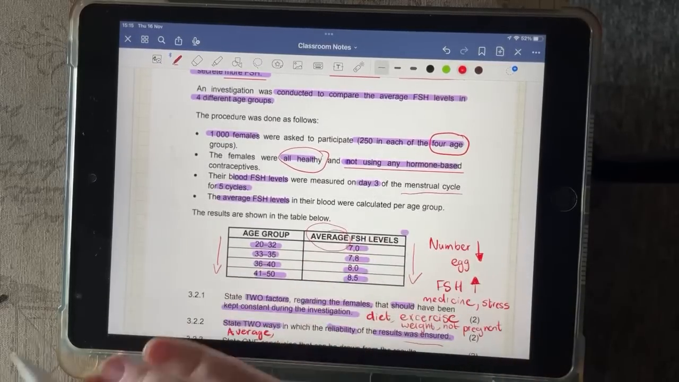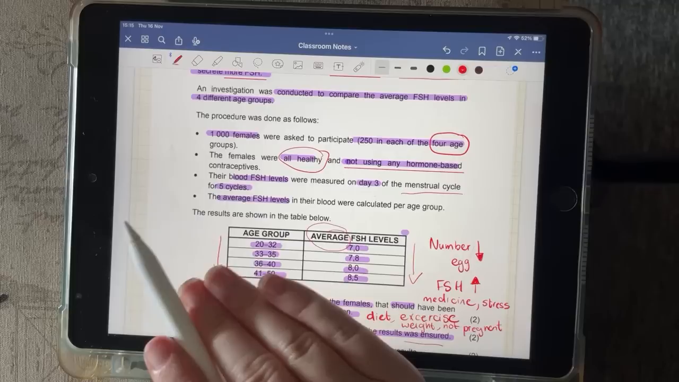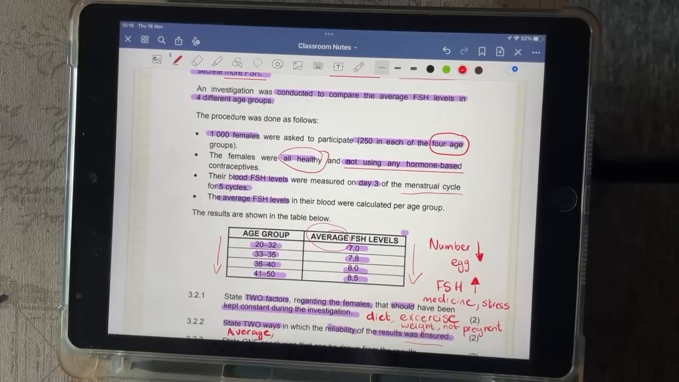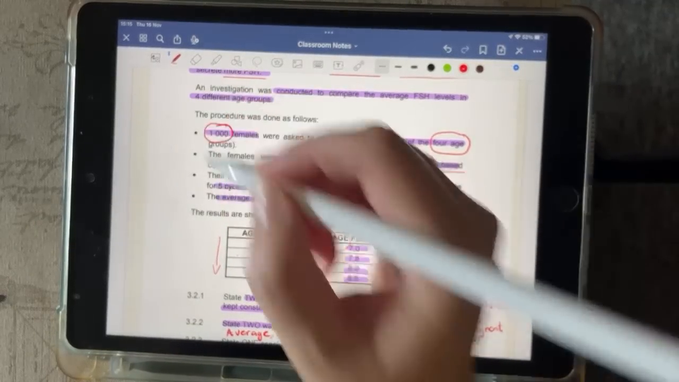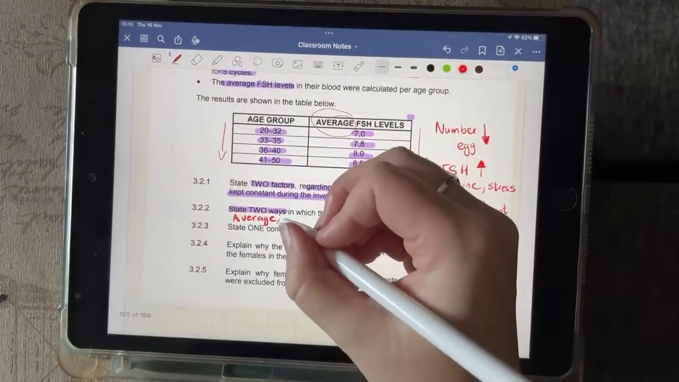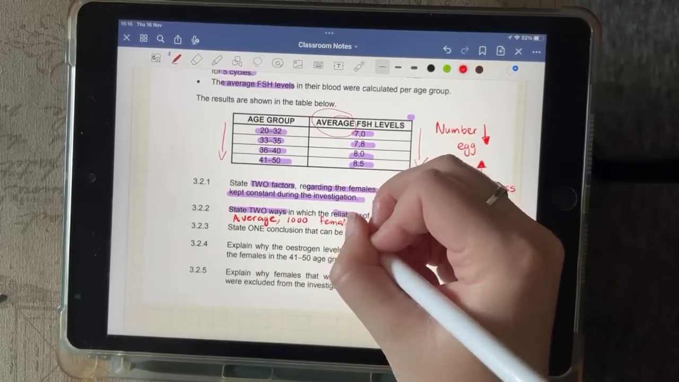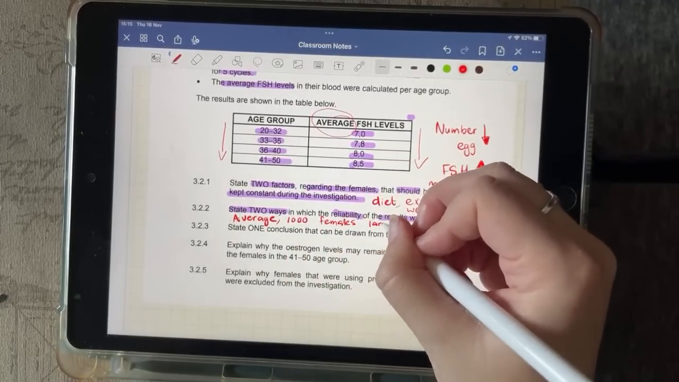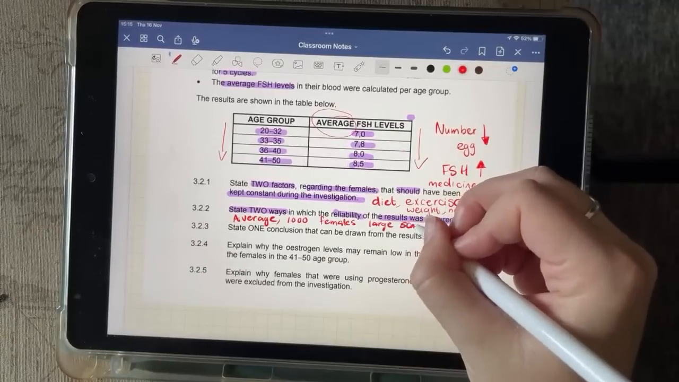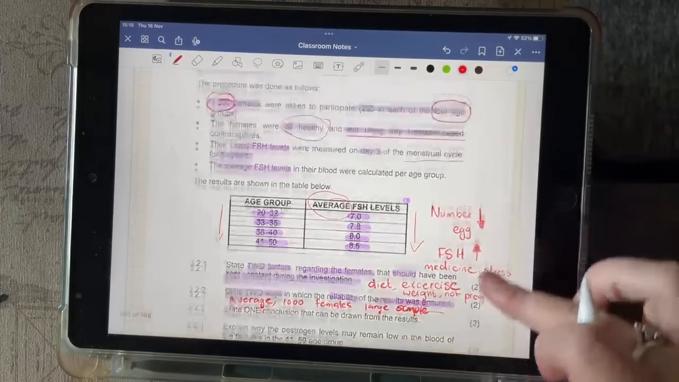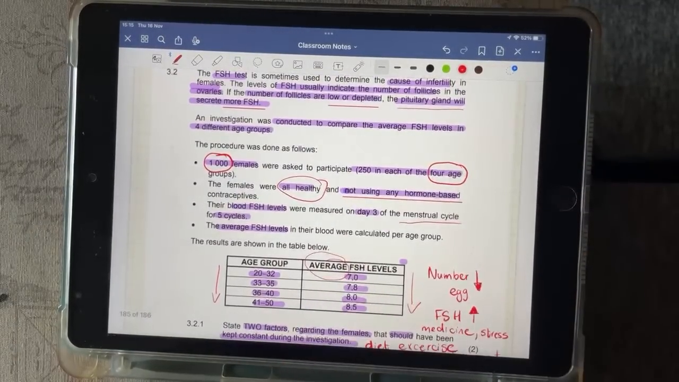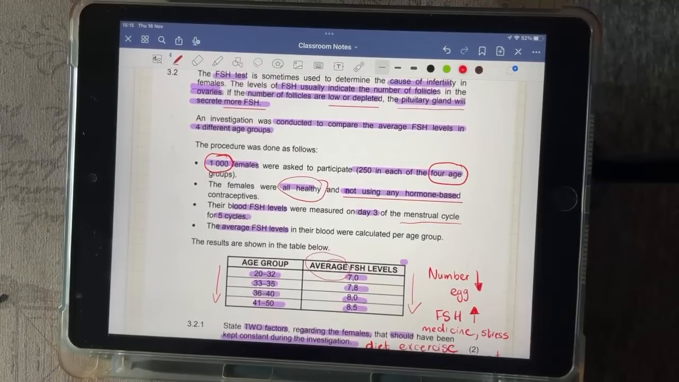Okay, one of those is usable. The other one is not usable. The fact that they use 1,000 females is a very large sample size. So I would say there are 1,000 females, which is a large sample. Why do you think I can't say repeated the investigation? And I want you to think about it for a second. You are not allowed, or it doesn't make sense to say they repeated the investigation.